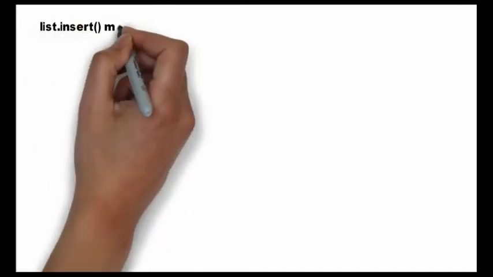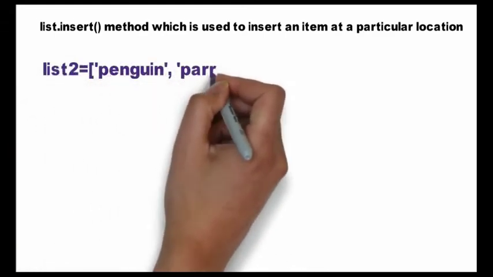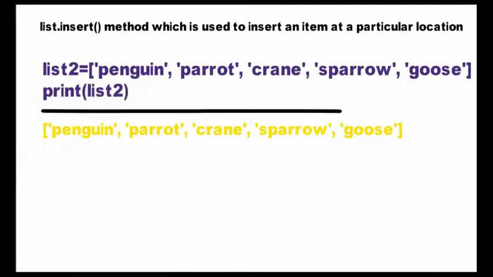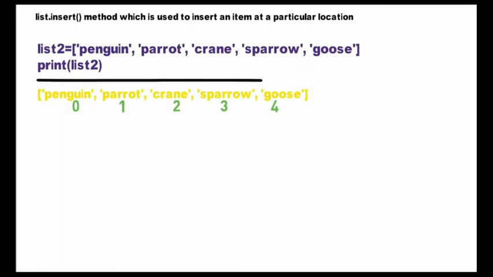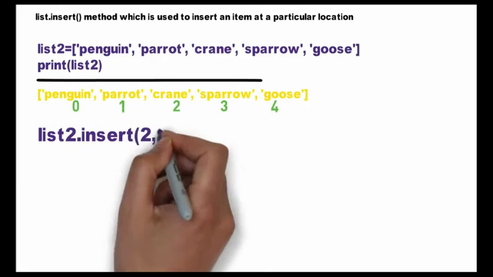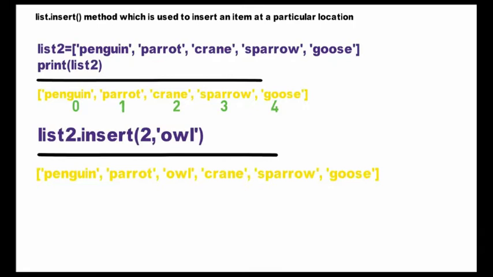Next, let's look at the list.insert method, which is used to insert an item at a particular location. Let's declare list2 equal to penguin, parrot, crane, sparrow and goose. Let's say we want to insert owl in the 3rd position, or 2nd index. Since index in Python starts with 0, we can use the list.insert method, which takes 2 arguments. The first one is the index where you want to insert, and the second one is the value of the item which you want to insert.